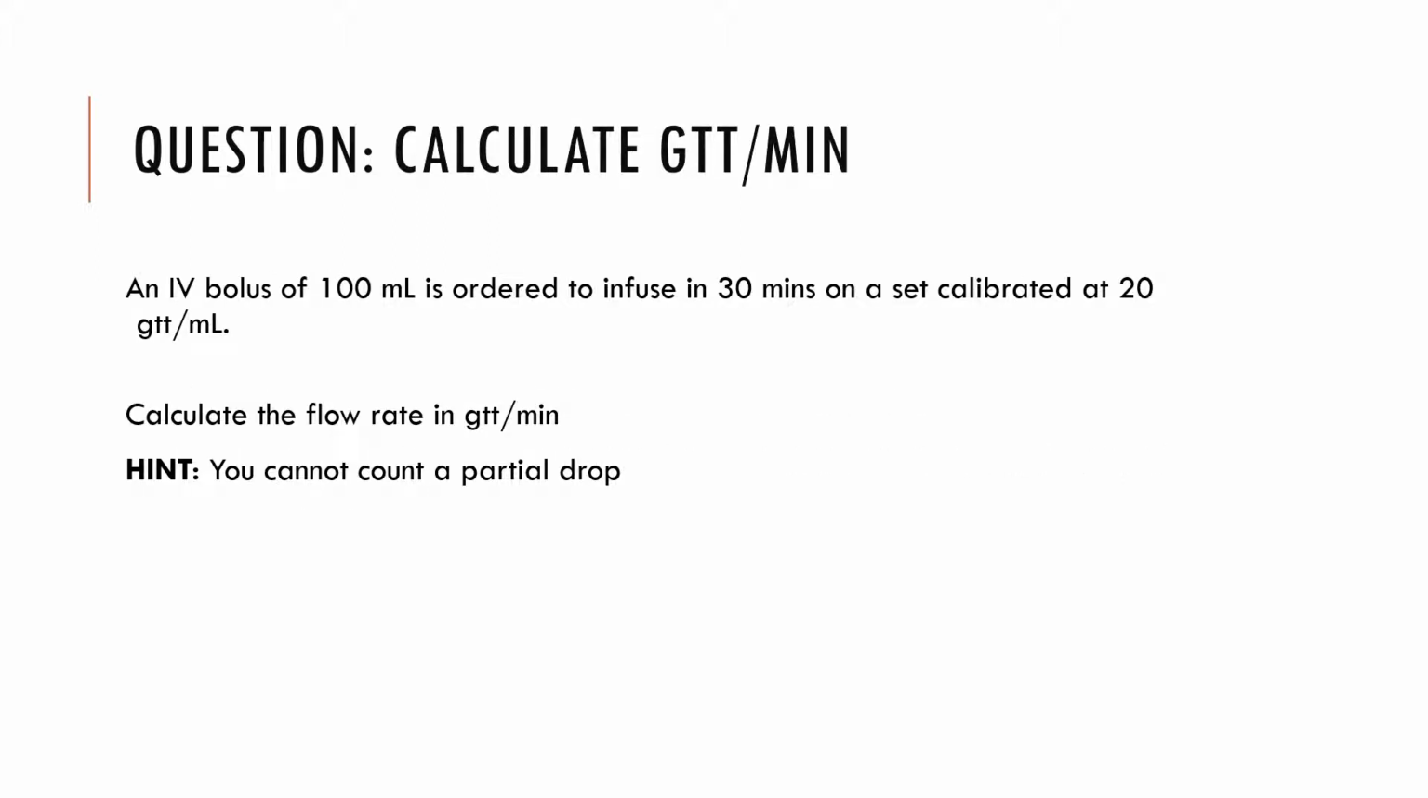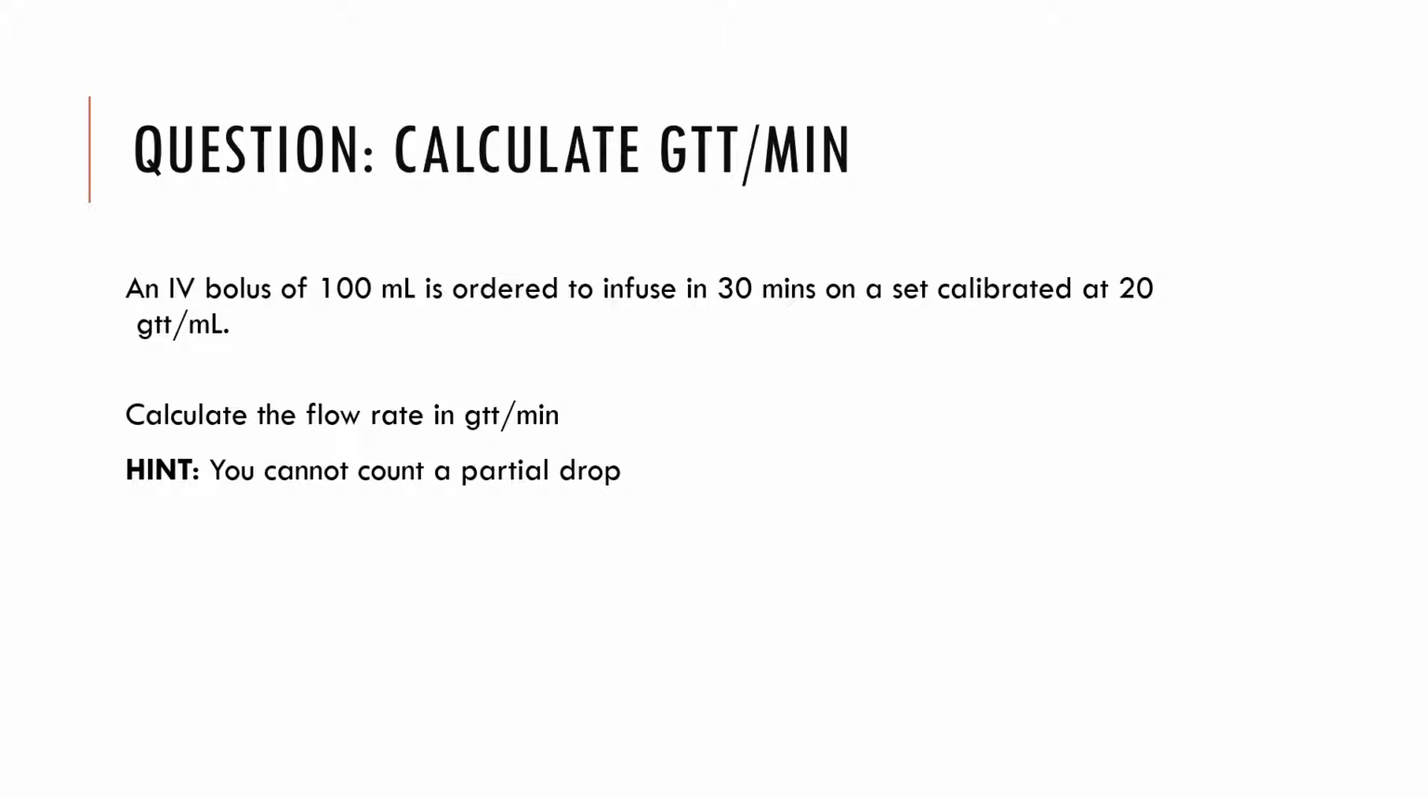Drops per minute. So you should have learned this in semester 2. An IV bolus of 100 milliliters is ordered to infuse in 30 minutes. So when you're calculating drops per minute, you need to know the drop factor. And the drop factor, which is what in this question it says, on a set calibrated at 20 drops per ml. The 20 drops per ml is the drop factor, and you want to calculate the flow rate in drops per minute. And that means that you're standing there with your watch counting the drops. So that go in 1 minute, and that's how you adjust your rate.